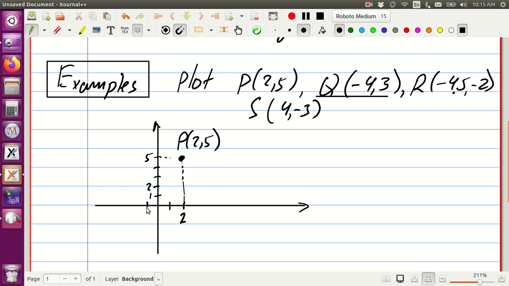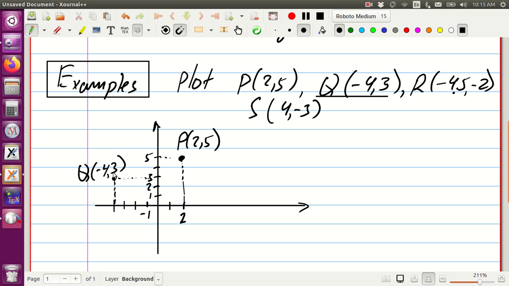The next point we need to plot is point Q, -4, 3. So we have to go -1, -2, -3, -4. And we have to go 3 units up, which is over here. So the intersection of this vertical line and this horizontal line will give us point Q with coordinates -4 and 3.